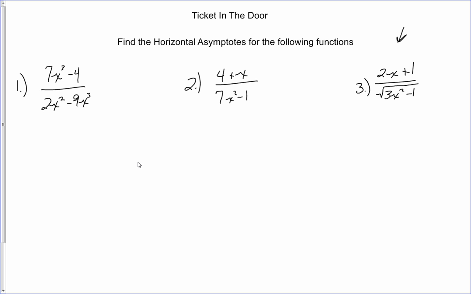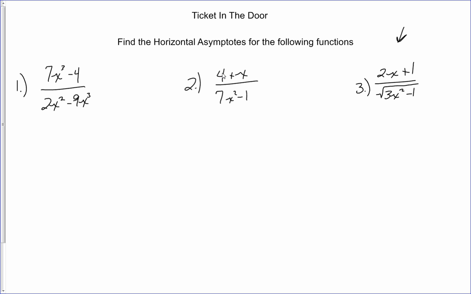So what I want you to do is find the horizontal asymptotes for the following functions. Number one is 7x cubed minus 4 over 2x squared minus 9x cubed. Number two is 4 plus x over 7x squared minus 1. And number three is 2x plus 1 over the square root of 3x squared minus 1.